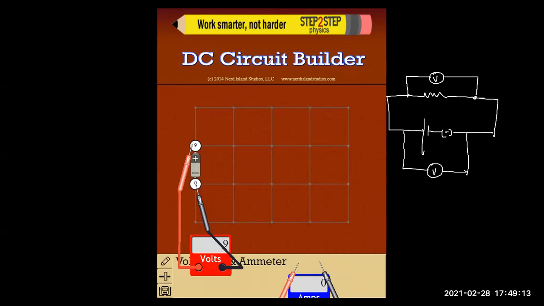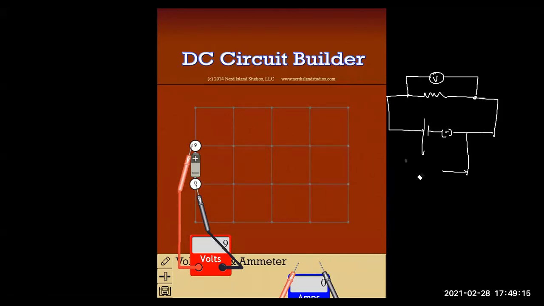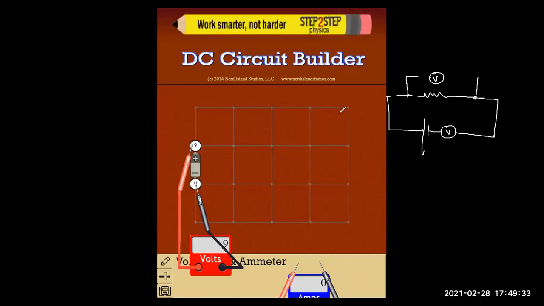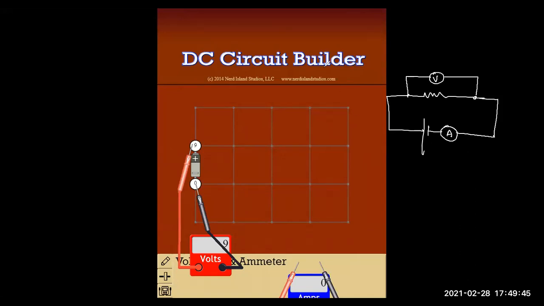You never connect a voltmeter like this. This is the wrong way of connecting a voltmeter. How do you connect a voltmeter? Connect it across the circuit. So across, you always connect a voltmeter, and along the circuit you connect an ammeter. You connect it like this.